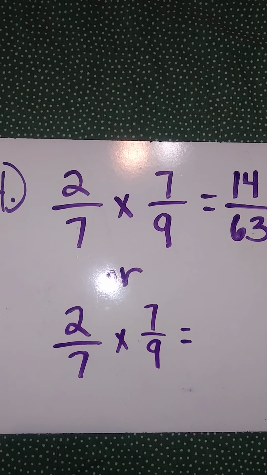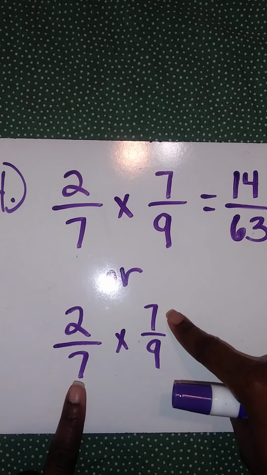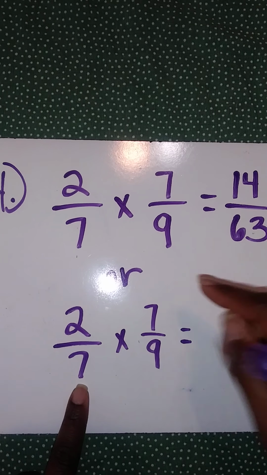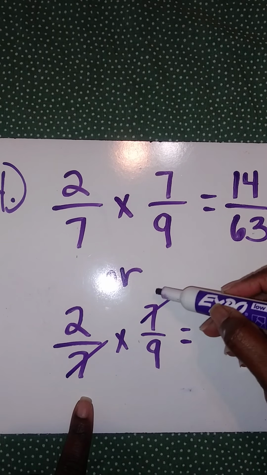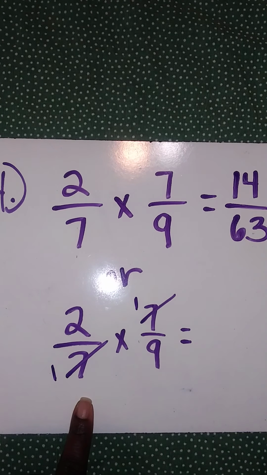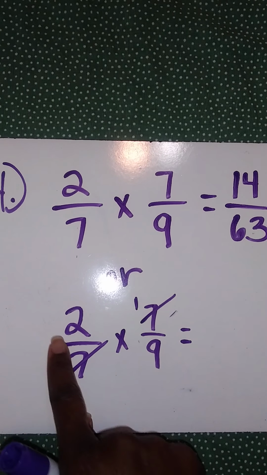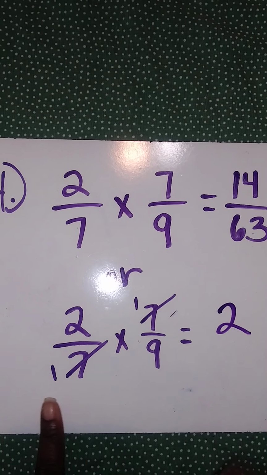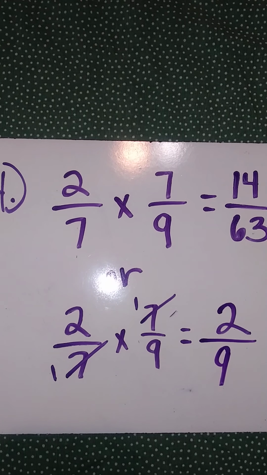I told you all in class once before, if you have the same number in the numerator and in the denominator when you're multiplying fractions, these numbers cancel out. Basically they cancel out because 7 divided by 7 is 1 and 7 divided by 7 is 1. So if I cancel that out, I look at it as 2 times 1 is 2 and 1 times 9 is 9. So that problem actually is in simplest form.